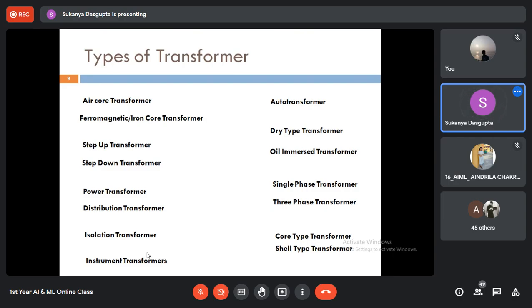And lastly, depending upon the type of the core, it can again be of two types, the core type transformer and the shell type transformer. Based on the applications, the type will be chosen, but core type transformers are widely used in many applications. So this is all about different types of transformers.